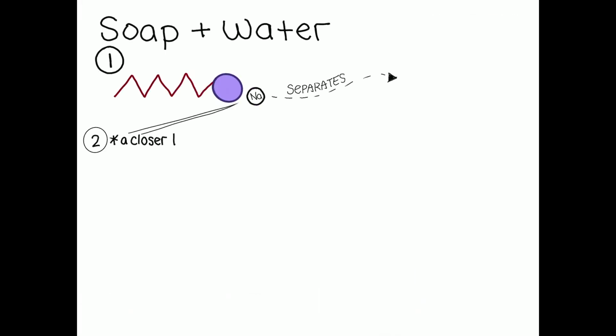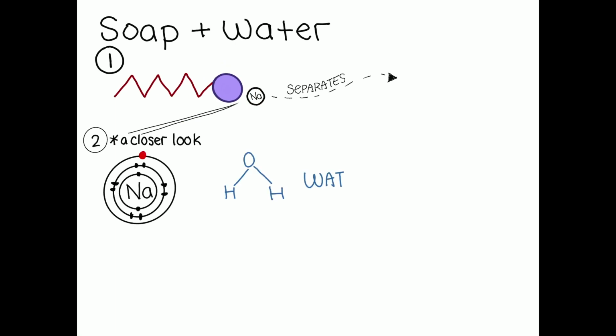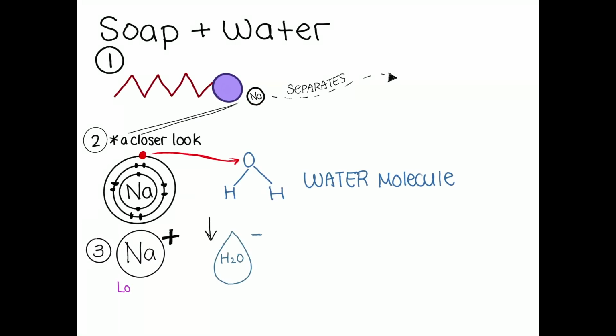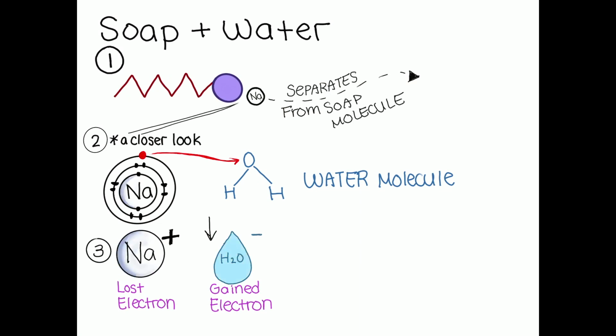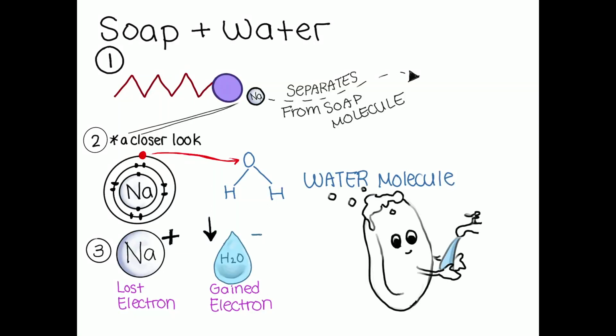When we mix soap with water, the salt molecule, or in this case, we will use a sodium atom represented as Na, separates from the soap molecule, leaving one of the electrons from that sodium atom with the oxygen atom in water. This results in a negatively charged water molecule and a positively charged sodium ion, because the sodium ion lost one of its electrons while the water molecule gained that electron.